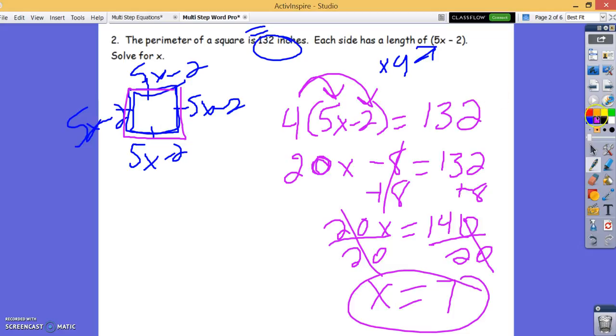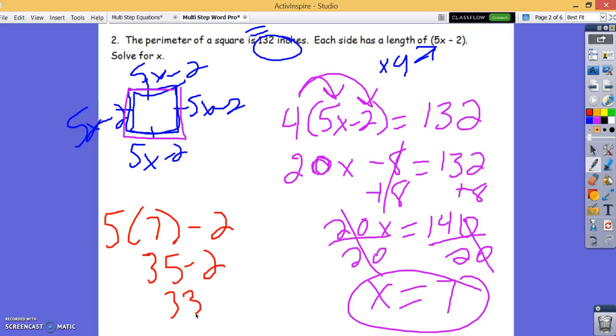But let's go ahead and make sure that that makes sense. So if I plug it back in, 5 times 7 minus 2, that would be 35 minus 2, which is 33. And I know that each of these sides would be 33 because 33 times 4 would get me to my grand total of 132.